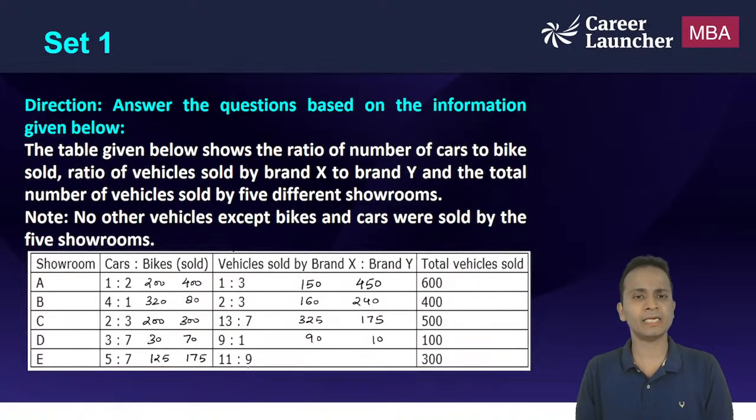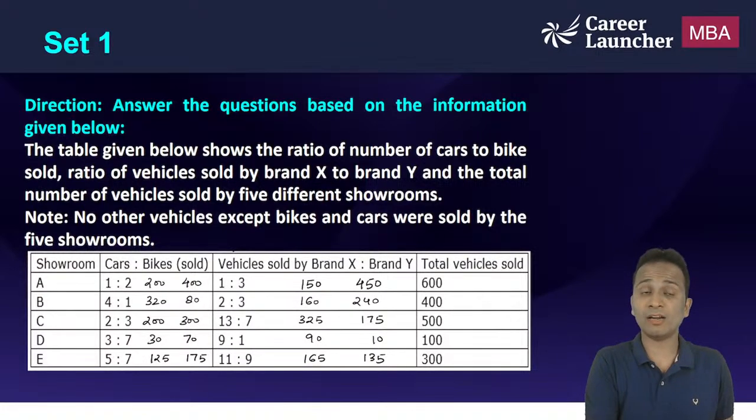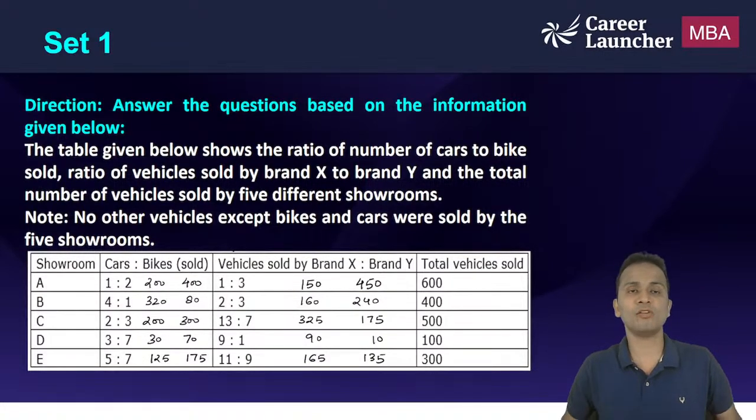And here again, 300 when divided by 20 will be 15. So the values will be 165 and 135 respectively. Okay. Now I have completed the table and we are good to go to solve the questions.